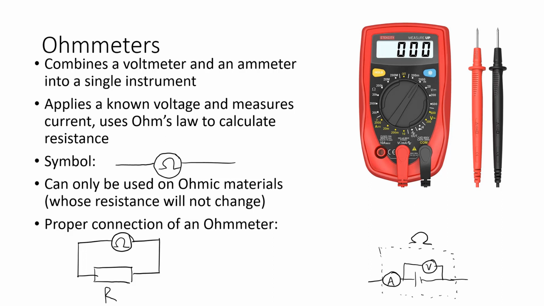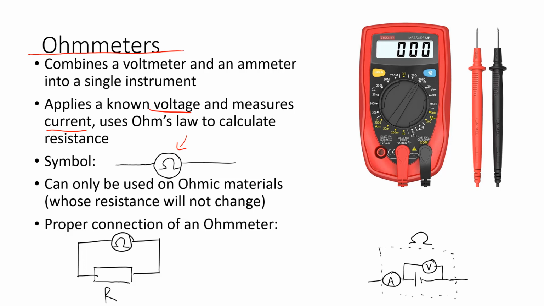And we do have a special meter that's used to measure resistance called an ohm meter. And what an ohm meter does is it pretty much just combines a voltmeter and an ammeter into a single instrument. It applies a known voltage and measures the current, and then uses Ohm's law to calculate the resistance. The symbol is a circle with a capital omega in it to indicate it's measuring ohms. There are two terminals, just like any meter. And it's only going to give you an accurate reading for ohmic materials. That's materials that keep a constant resistance.